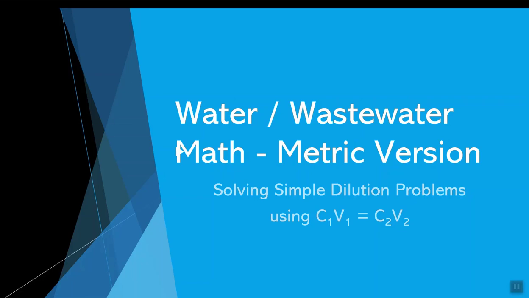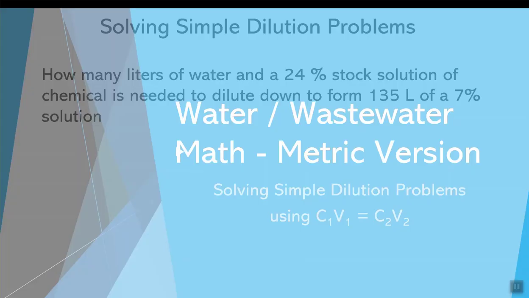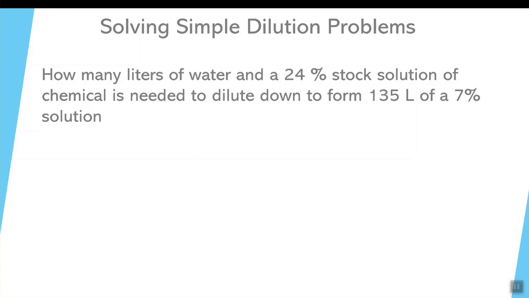This video is going to focus on solving simple dilution problems using the formula C1V1 equals C2V2. Today's question reads as follows. How many liters of water and how many liters of a 24% stock solution of chemical is needed to dilute down to form 135 liters of a 7% solution?